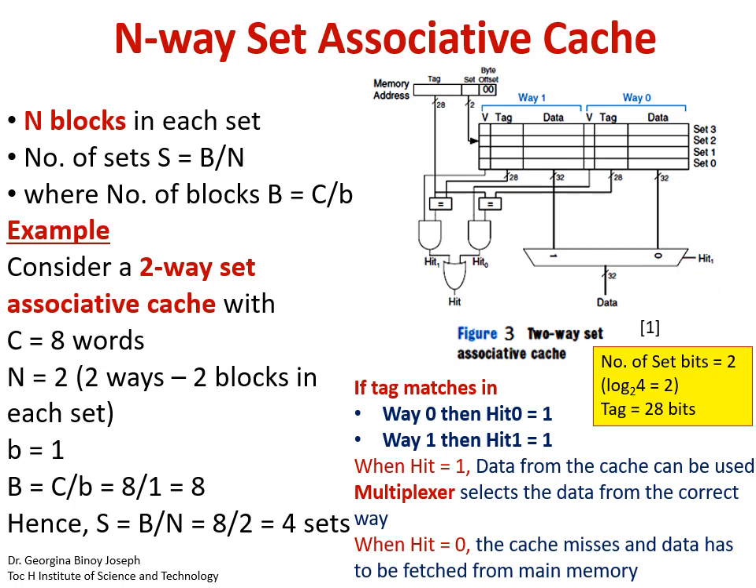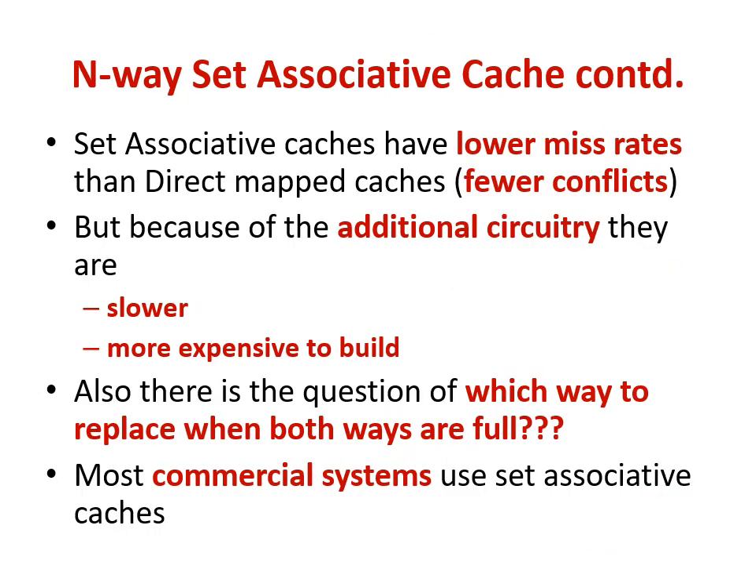So the multiplexer selects one of these two data based on hit 1. If hit 1 is equal to 0, then way 0 data is given out. And if hit 1 is equal to 1, then way 1 data will come out. So if hit is equal to 1, then the corresponding data can be used. If hit is equal to 0, then the cache misses and the data has to be fetched from the main memory. So an n-way set associative cache has lower miss rates than the direct map cache because of fewer conflicts. There are more blocks in each set, so cache conflict reduces, so lower miss rates.